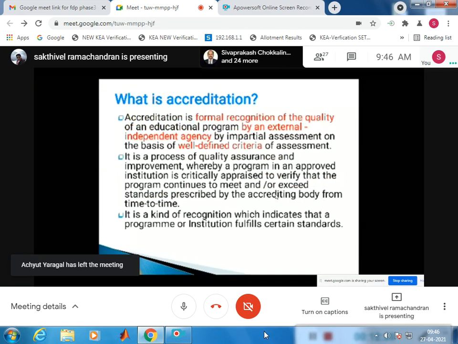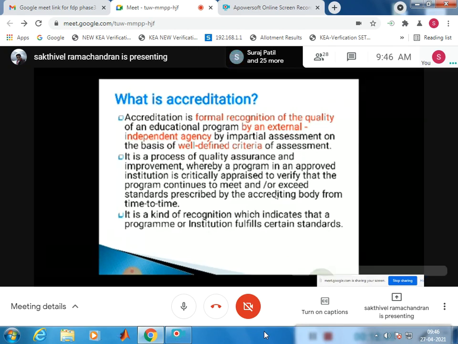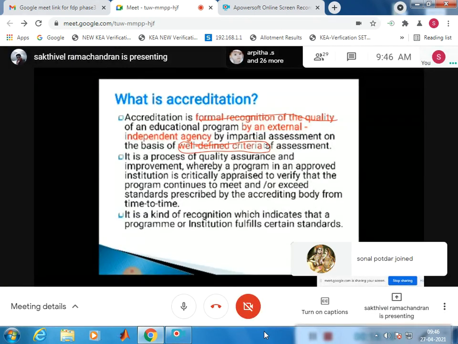What is this accreditation? Basically, you would have come across different types of accreditation offered by different independent or autonomous bodies, so as to uphold the quality of education countrywide. It is the formal recognition of the quality of education by an external independent agency through well-defined criteria that makes us introspect our strengths and weaknesses. It's more like a SWOT analysis where the institution can focus, rather than pinpointing what is not available.